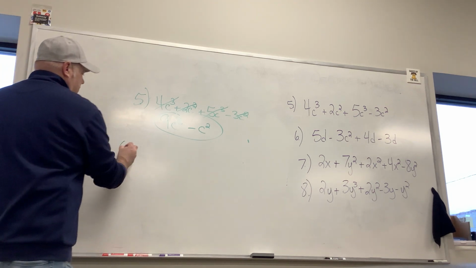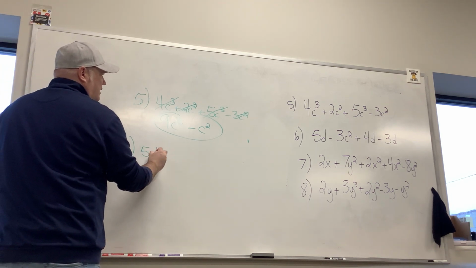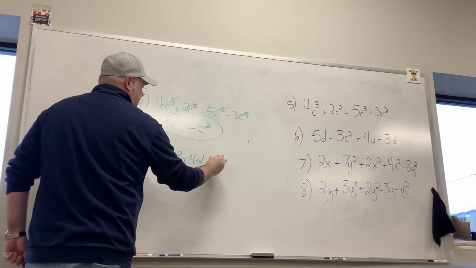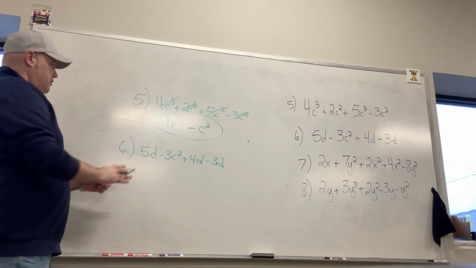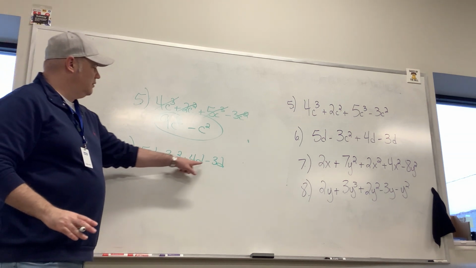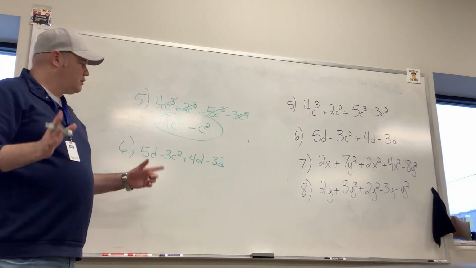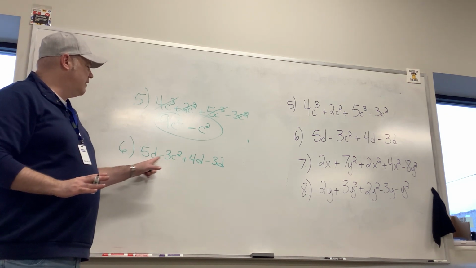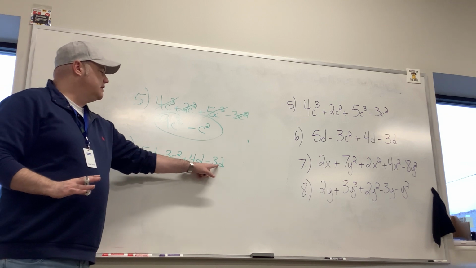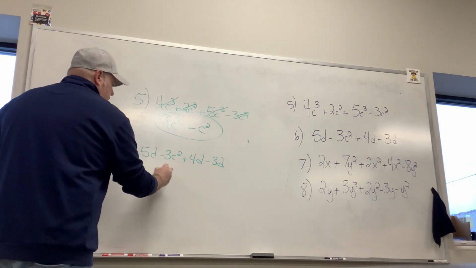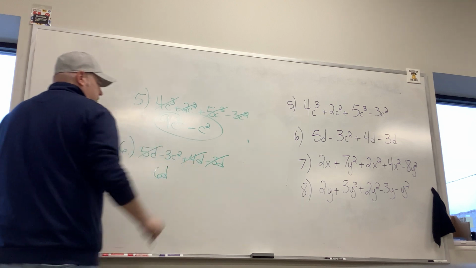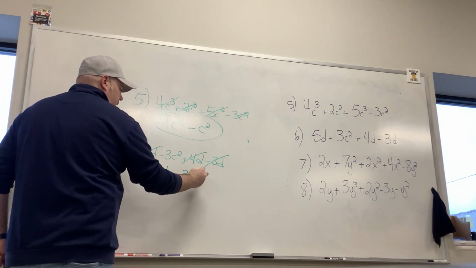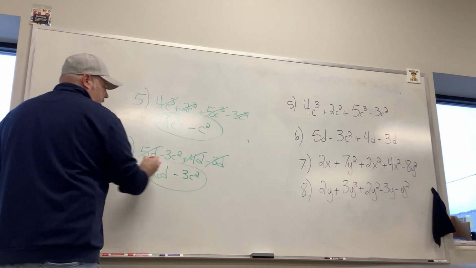All right, number 6 was 5d minus 3c squared plus 4d minus 3d. So I'm going through and okay, I noticed there's several just plain d's, no squares or anything. So I can combine all of these. 5 plus 4 is 9, minus 3 is 6d. And I used all 3 of these. Then I'm just left with this negative 3c squared. Can't combine these, so that's your answer.